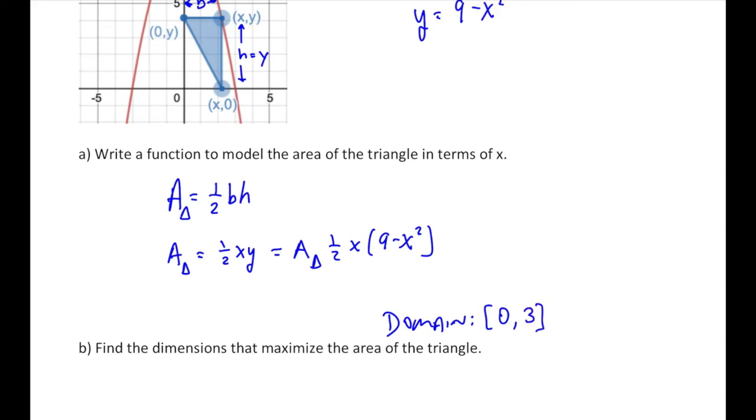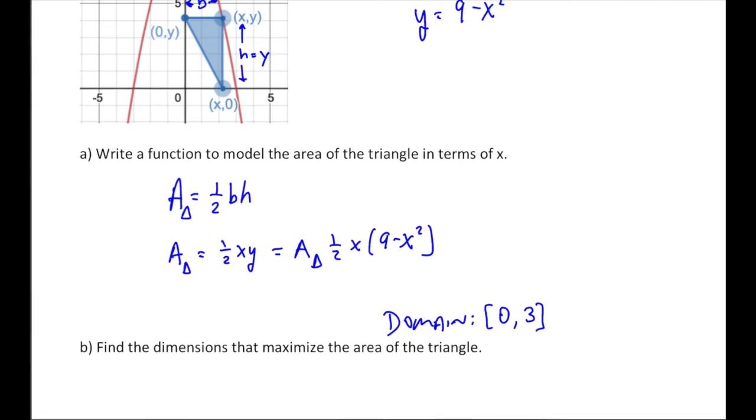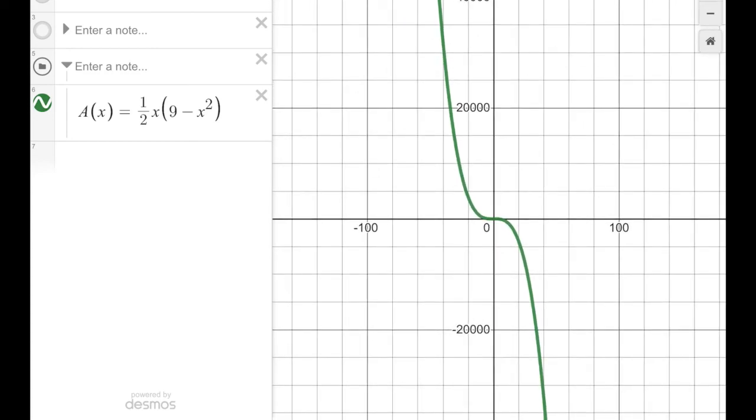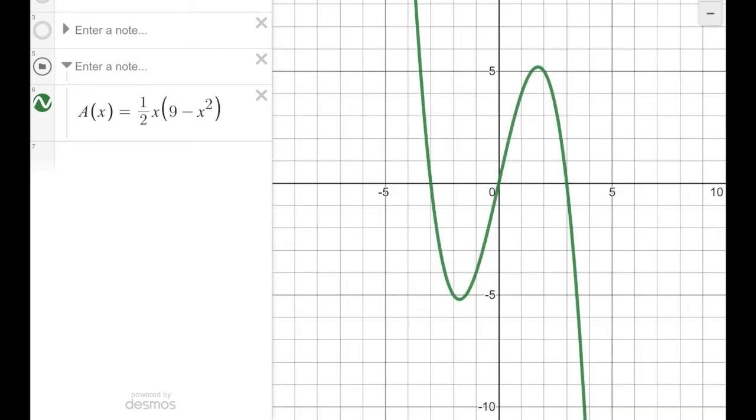That's our reasonable domain. We've written a function, our area in terms of x, and we're looking at a reasonable domain. Now let's go over to the graph. Get rid of that, turn that one on. Here, okay, looking at that, doesn't look like there's a maximum anywhere. But then I remember, oh, that's that old window that we were just looking at. I'm going to go back to my normal window. There we go. So here is our cubic curve.